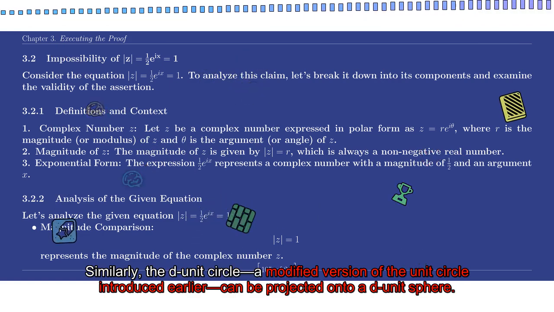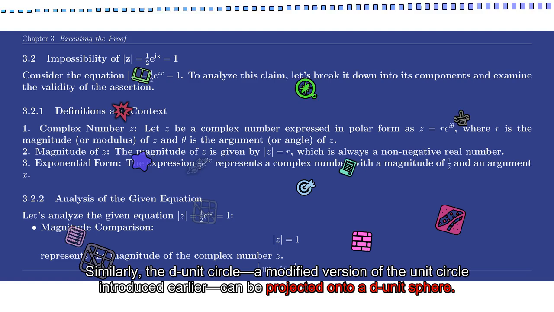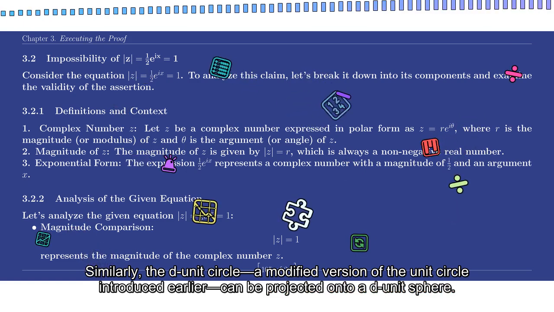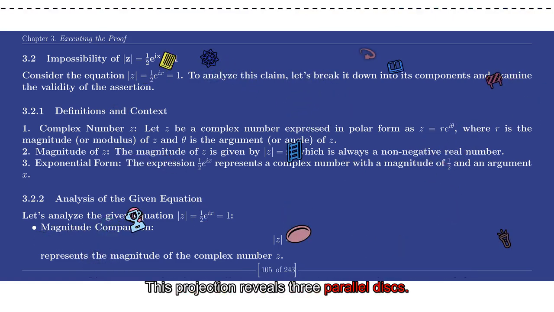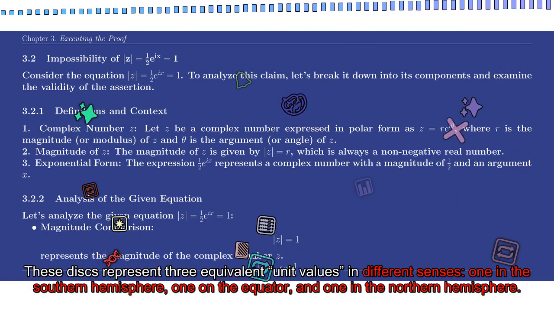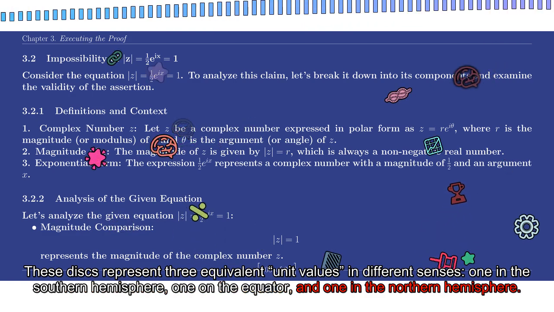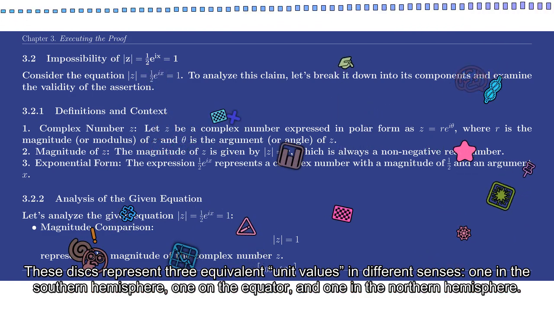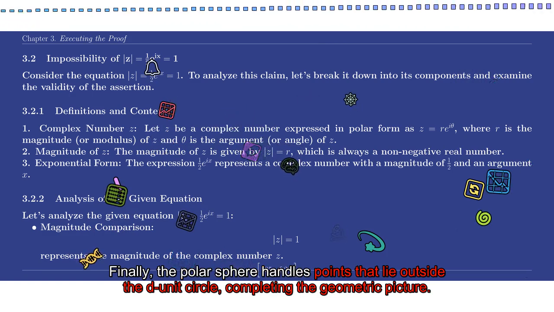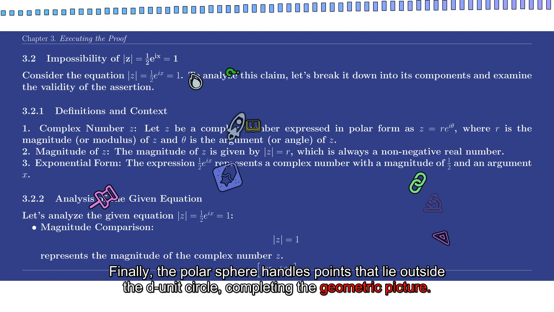Similarly, the d-unit circle, a modified version of the unit circle introduced earlier, can be projected onto a d-unit sphere. This projection reveals 3 parallel disks. These disks represent 3 equivalent unit values in different senses, one in the southern hemisphere, one on the equator, and one in the northern hemisphere. Finally, the polar sphere handles points that lie outside the d-unit circle, completing the geometric picture.